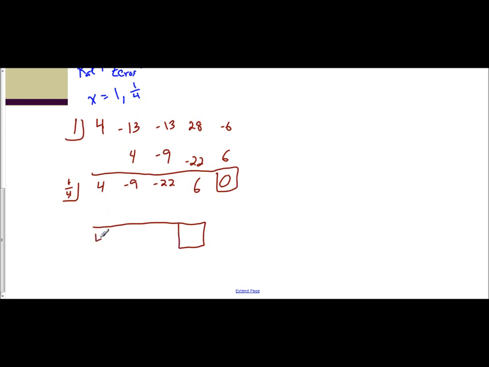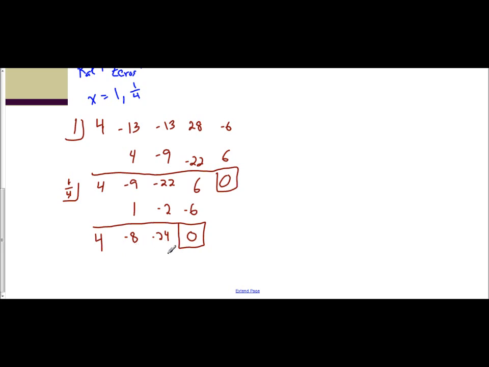4 drops down. 1/4 of 4 is 1. Negative 9 plus 1 is negative 8. 1/4 of negative 8 is negative 2. And negative 22 plus negative 2 is negative 24. And 1/4 of negative 24 is negative 6. And you get a remainder of 0, which is good because I know 1/4 is a solution.